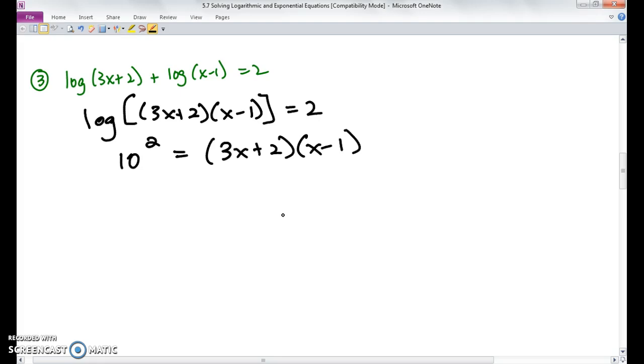Okay? And that's what we have. So I'm going to simplify the left. I'm going to get rid of brackets.